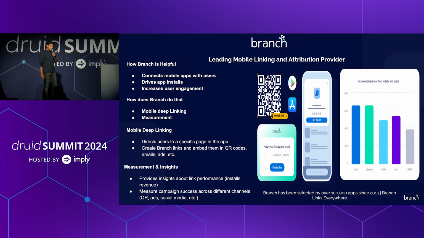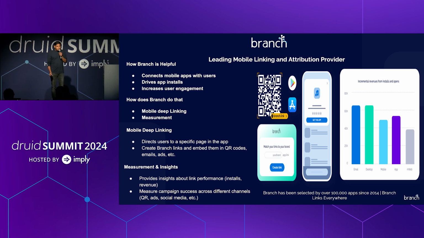So what is mobile linking? How does it work? Let's take a simple QR code example. Most of us have scanned a QR code at some point of time. When we scan the QR code, it will typically take you to a mobile app. If the mobile app is not installed, it will take you to the App Store, and once installed, it will take you to a particular page in the mobile app. That's called deep linking. Taking a user to a particular page or section in the mobile app is called deep linking.